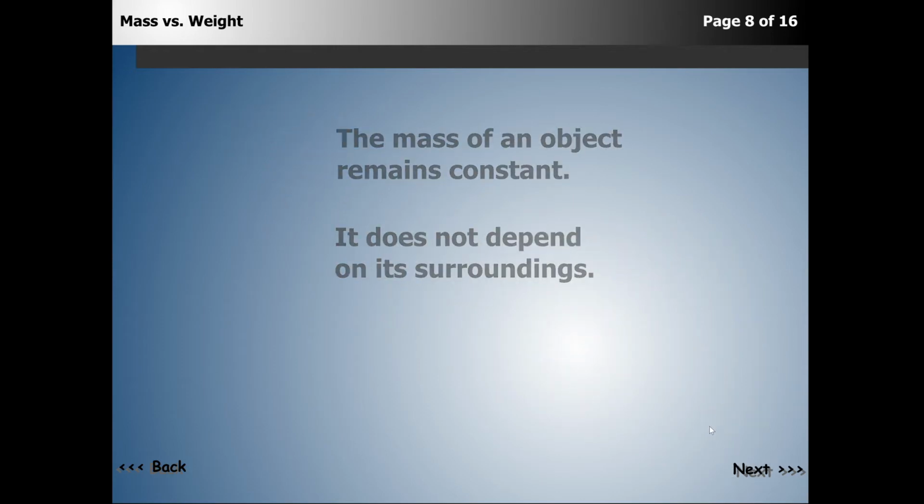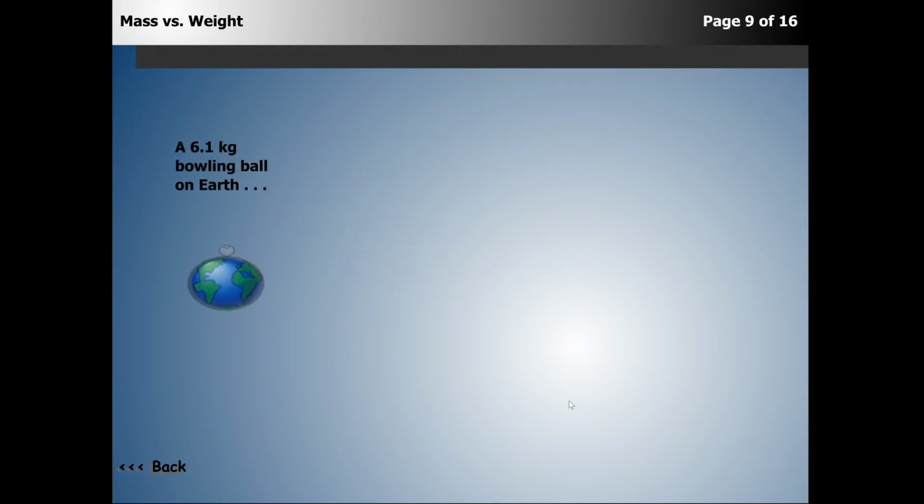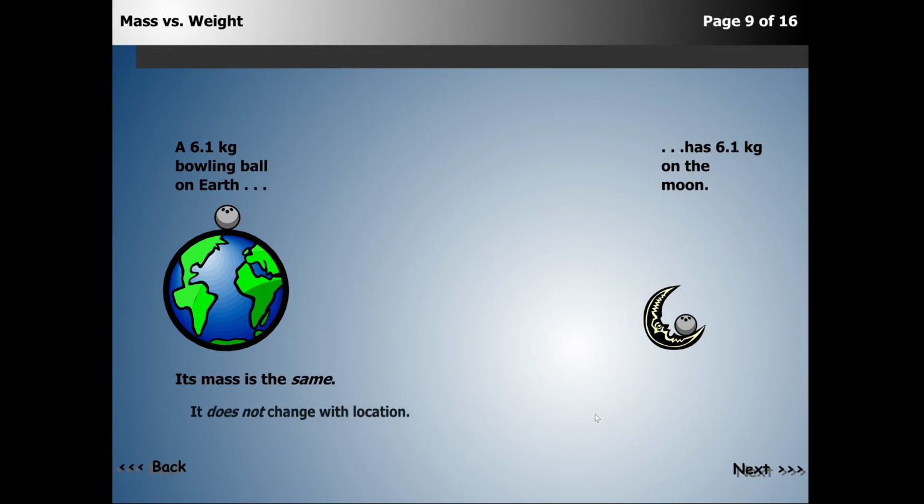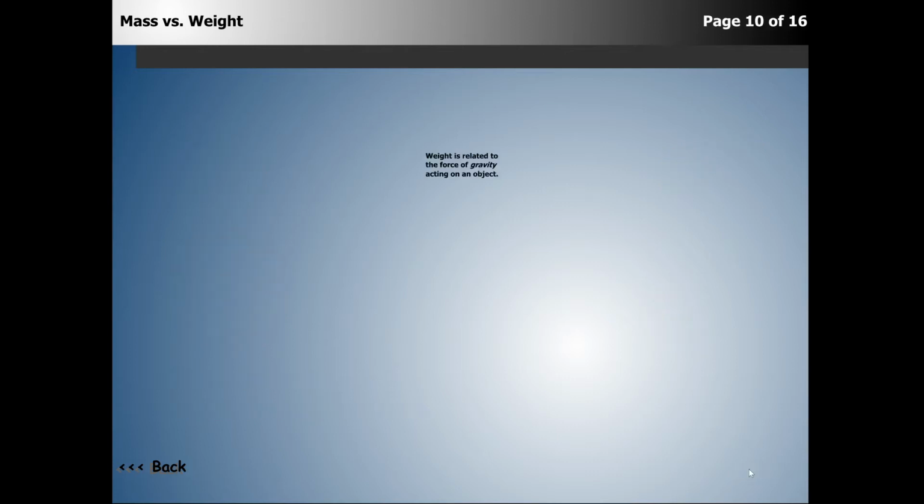The mass of an object remains constant. It does not depend on its surroundings. So no matter where we are, on the Earth or the Moon, mass does not change. It's gravity that changes.